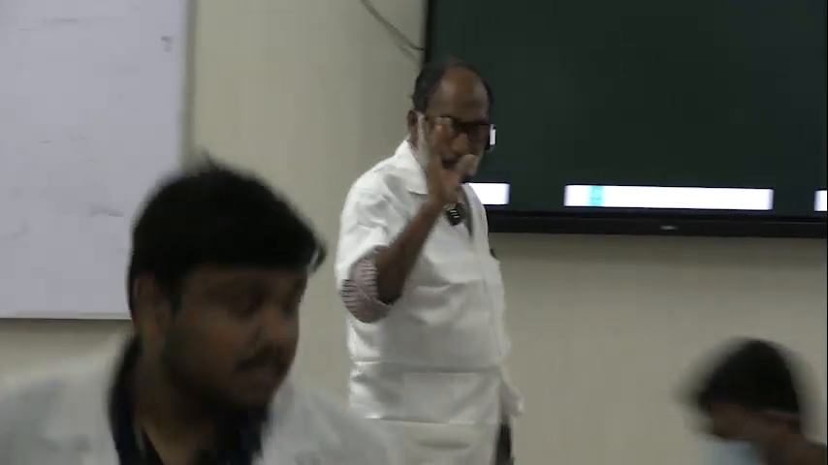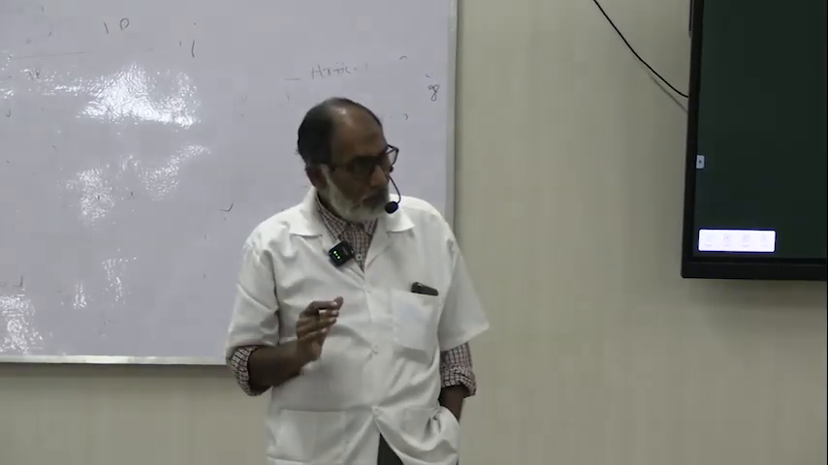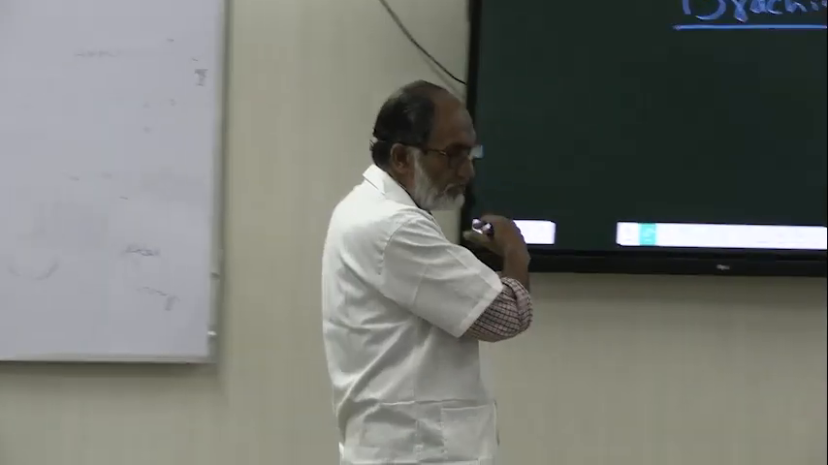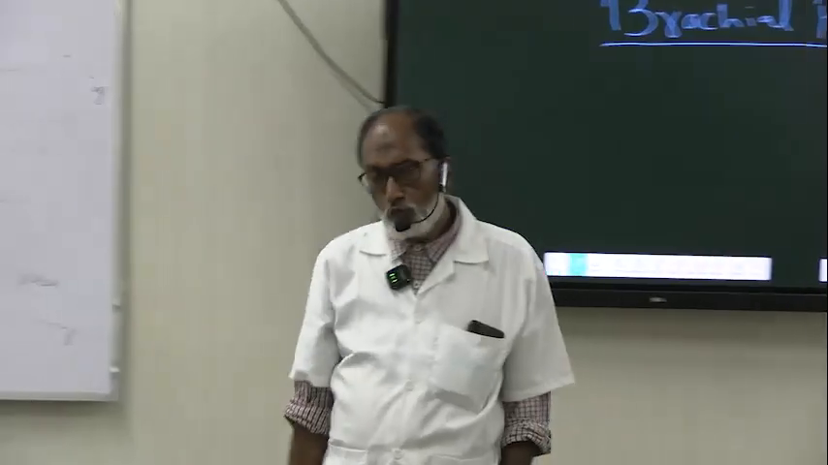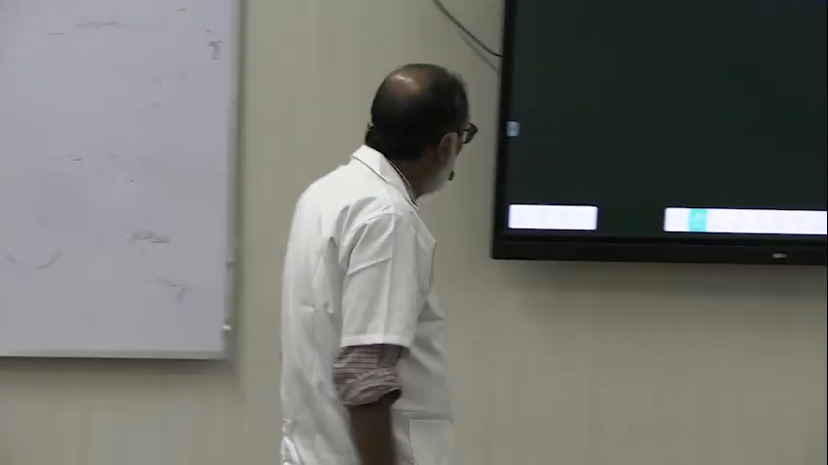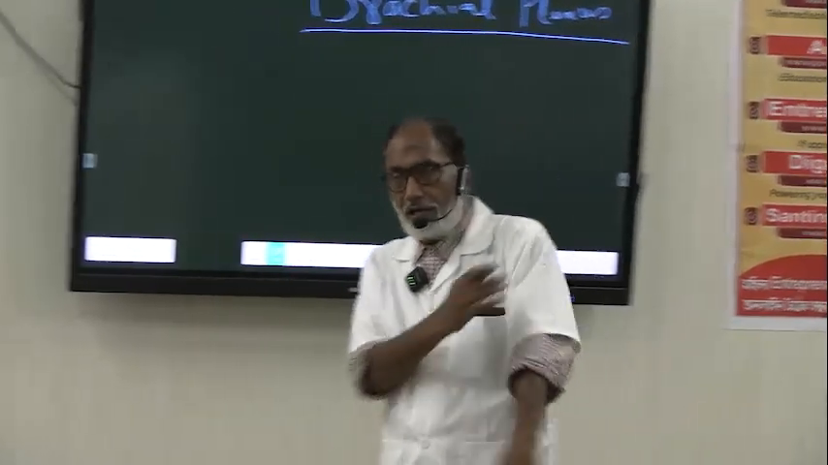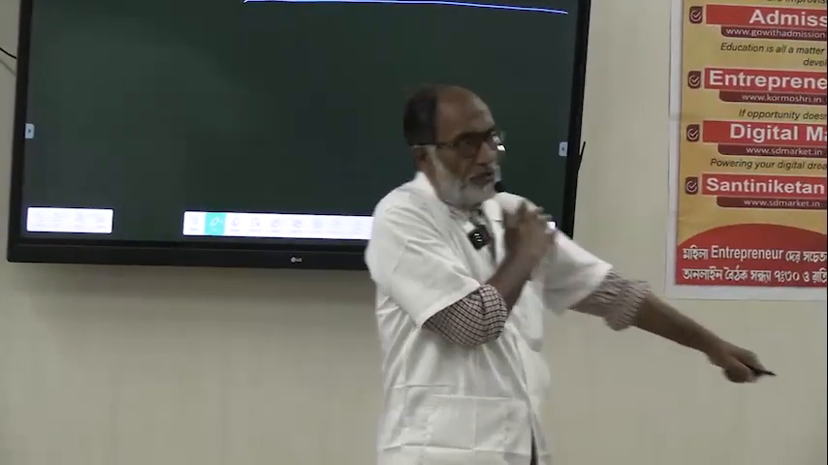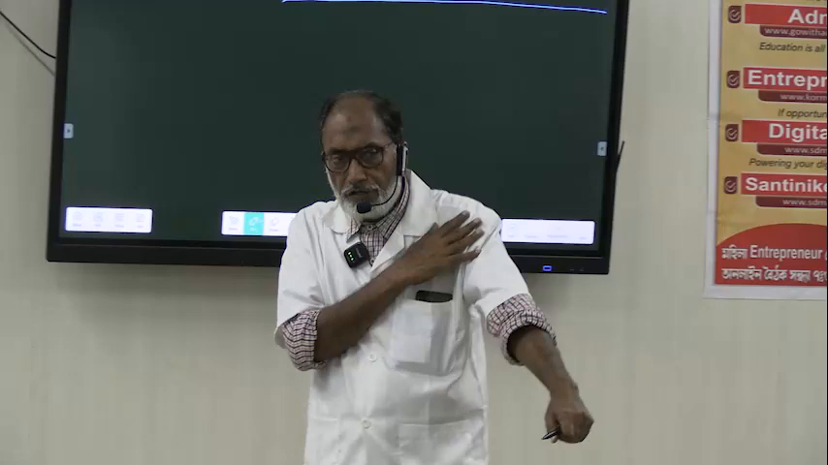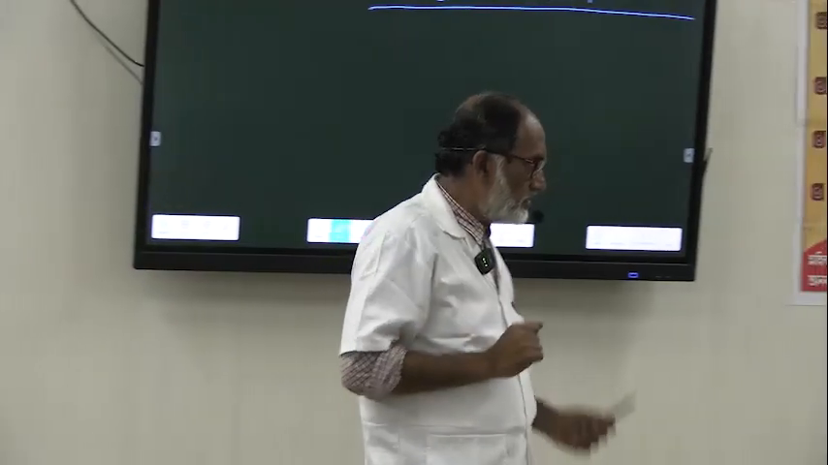Now, from where these nerves have come, after this class of brachial plexus, you will be able to know the source of these nerves. Now, brachial plexus, brachium means arm. This brachial plexus is situated adjacent to this arm. That's why it is called brachial plexus.